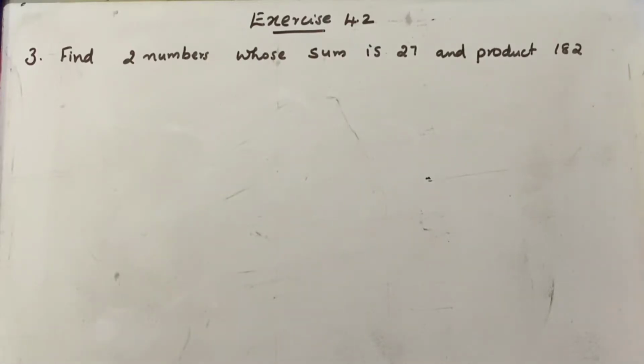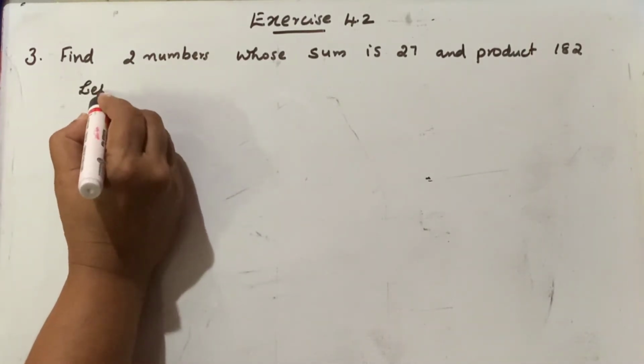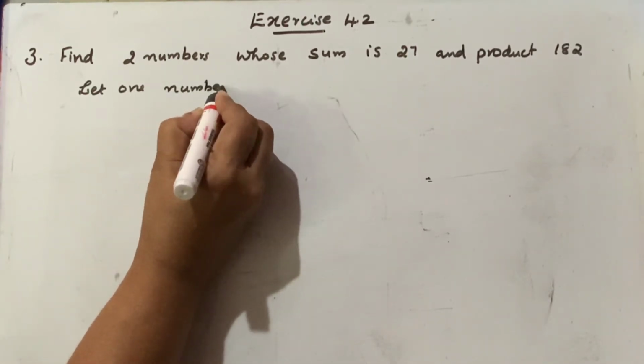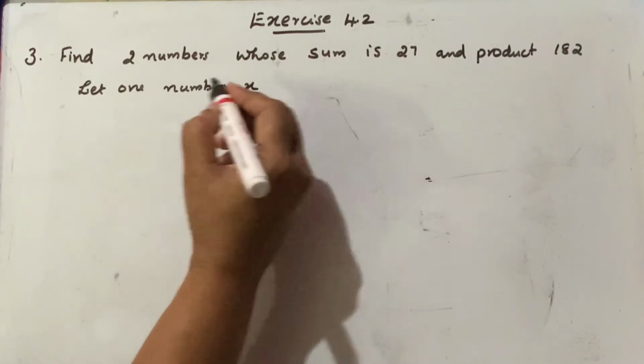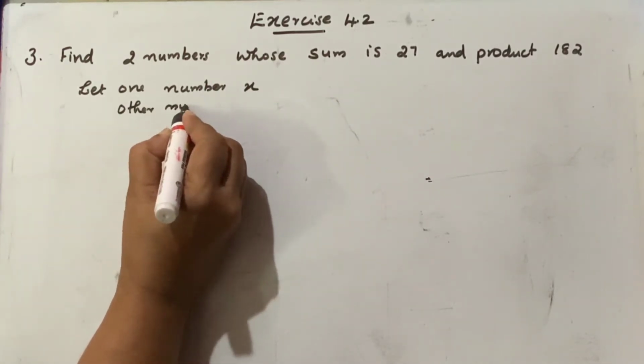Exercise 4.2, question number 3. Find two numbers whose sum is 27 and product is 182. Here it is given that the sum of two numbers is 27. So, you can let one number be x. So, what will be the other number?